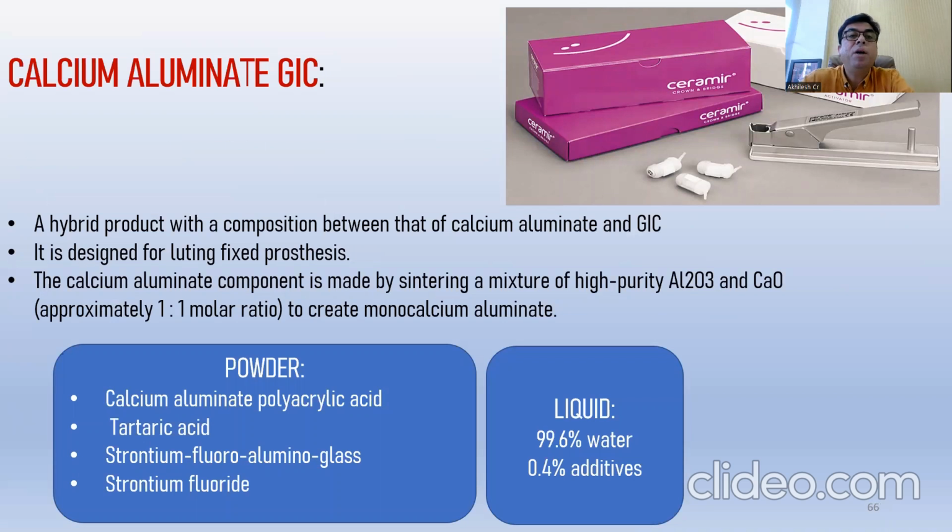What are calcium aluminate GICs? This is a hybrid product with a composition between that of calcium aluminate and GIC, and it is designated for luting fixed prostheses. The calcium aluminate component is made by sintering a mixture of high purity aluminum oxide and calcium oxide, approximately in a 1:1 molar ratio, to create monocalcium aluminate.